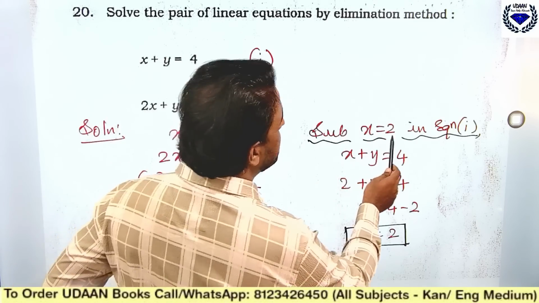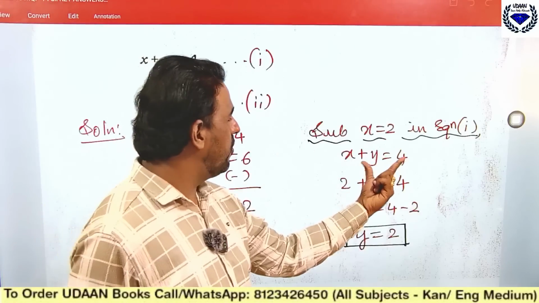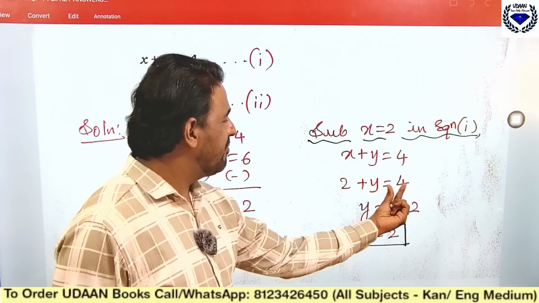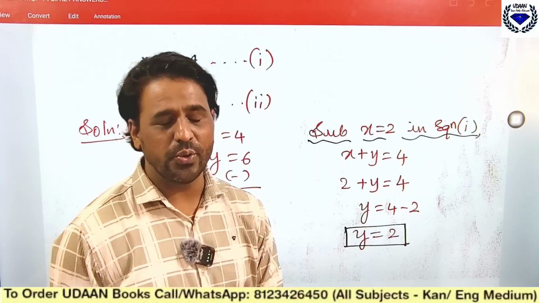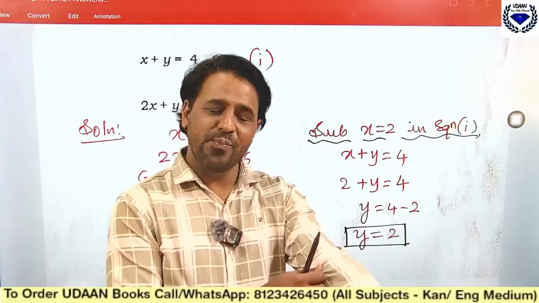Similarly, substitute x is equal to 2 in equation 1. So equation 1 is x plus y equal to 4. Then already you know x is 2, so 2 plus y is equal to 4. Transfer 2 to that side. 4 minus 2 is equal to 2. Therefore, the value of y will be what? 2. Okay. I hope you are getting it.